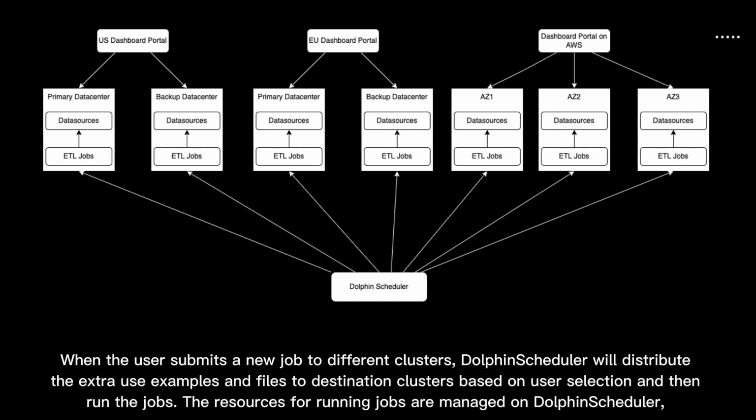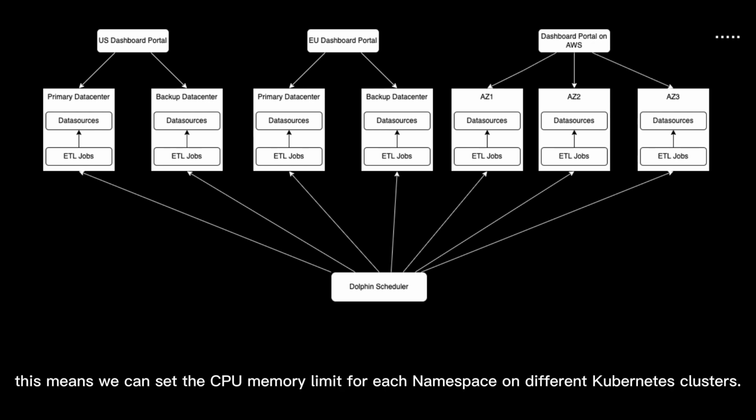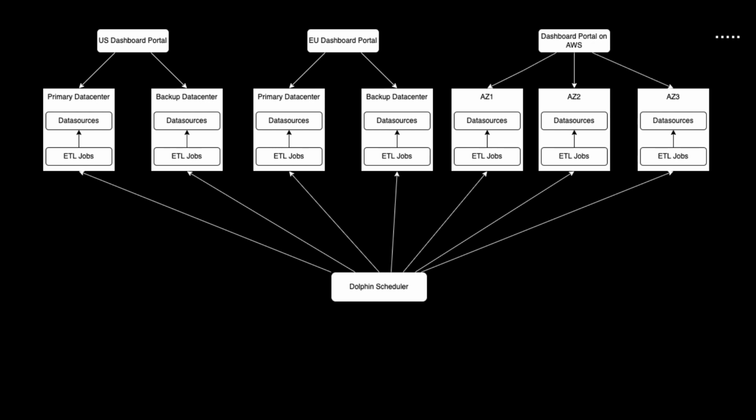When the user submits a new job to different clusters, DolphinScheduler will distribute the executable jars and files to destination clusters based on user selection, and then run the jobs. The resources for running jobs are managed on DolphinScheduler. This means we can set the CPU and memory limit for each namespace on different Kubernetes clusters.